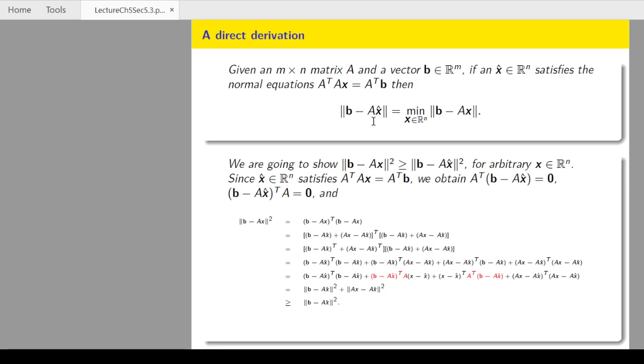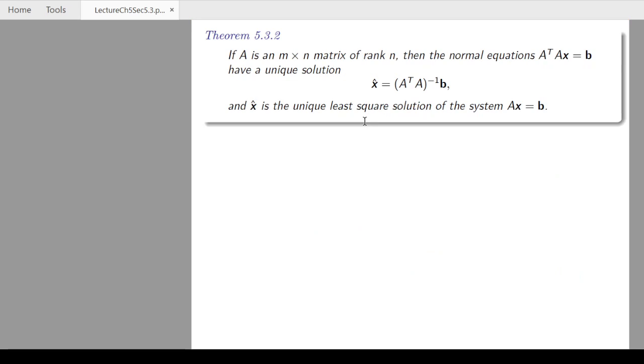Now from this we can say that for the least square problem, the solution is given by the normal equations. So next we'll concentrate on how to solve the normal equations. What we need to do for the least square problem is actually to find the solutions for the normal equations. So that's our next question.